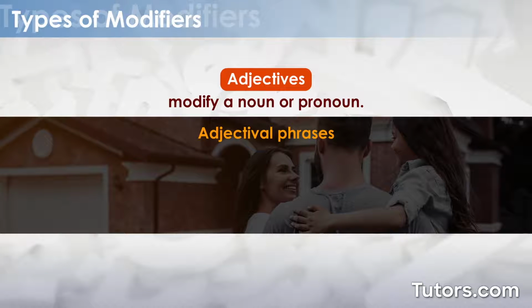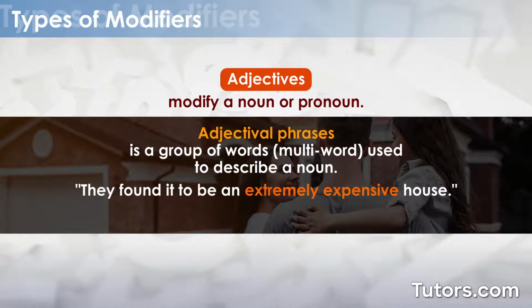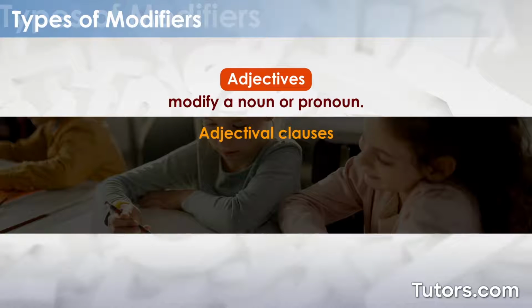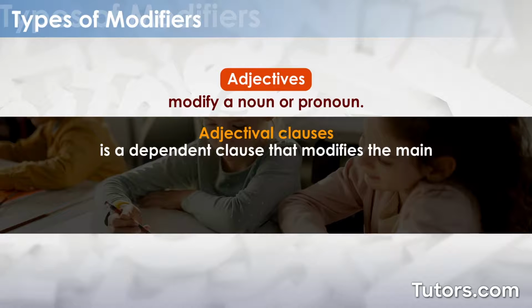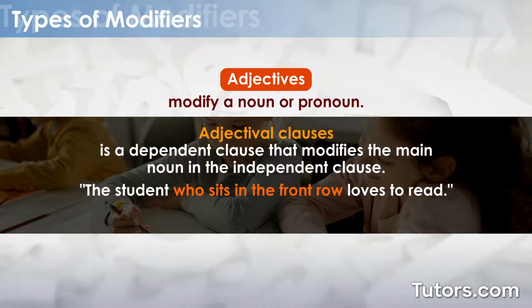An adjective clause is a group of words used to describe a noun. In this sentence, extremely expensive modifies house. An adjectival clause is a dependent clause that modifies the main noun in the independent clause. Here, "who sits in the front row" modifies student.